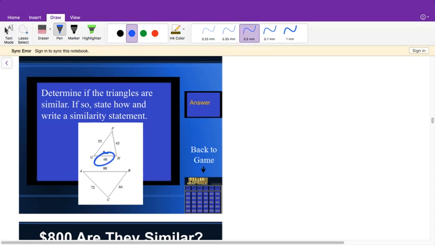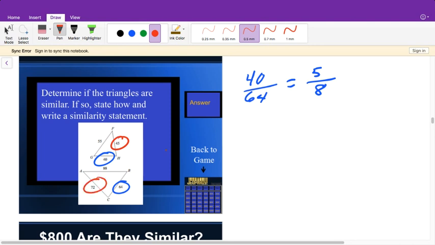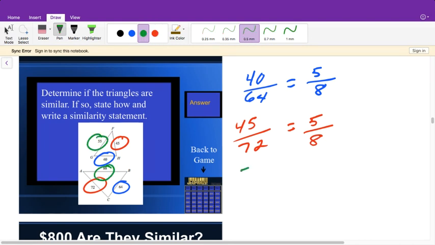So we have 40 is the smallest, which corresponds to 64. So 40 over 64, they're both divisible by 8, so it's 5 over 8. The next one we have is the middle, so 45 over 72. These are both divisible by 9, so it's also 5 over 8. And then the last one we have is 55 and 88. These are both divisible by 11, so it is also going to be 5 over 8.